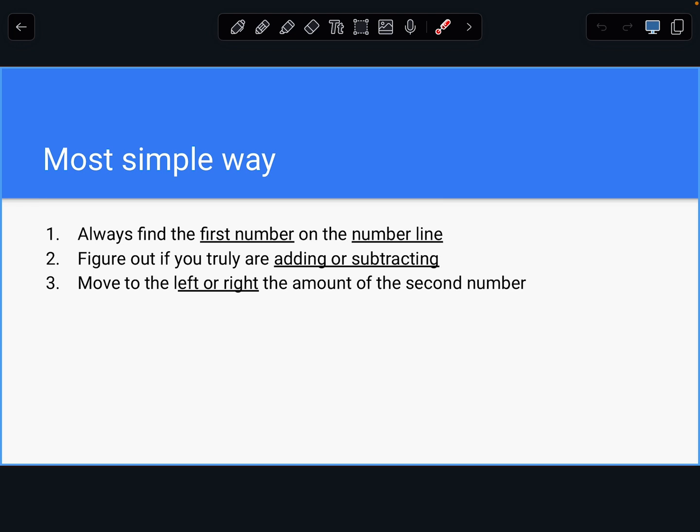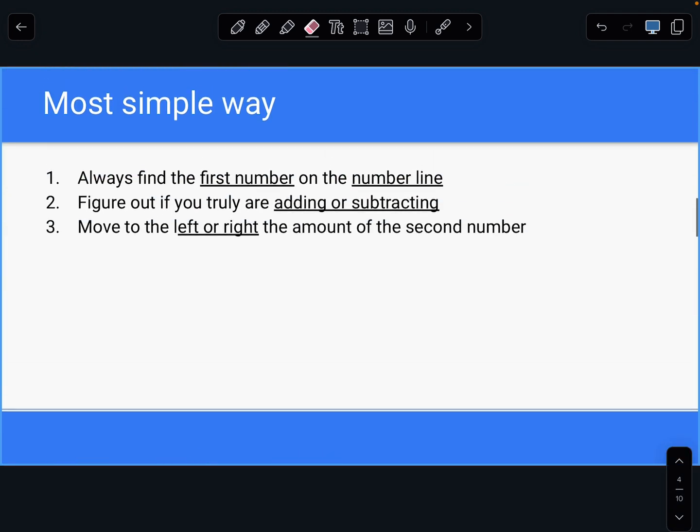The first thing that you should do is always find the first number on the number line. Let's just say you have 6 plus 3. Always find the first number on the number line, so find the 6. Figure out if you're truly adding or subtracting. In this case, it's very obvious that we should be adding. Then we move to the left or the right the amount of the second number. If we're adding, that means we're going to go to the right. We're going to find 6, and go to the right 3. That's the most simple way that we can think of when we are adding and subtracting integers.